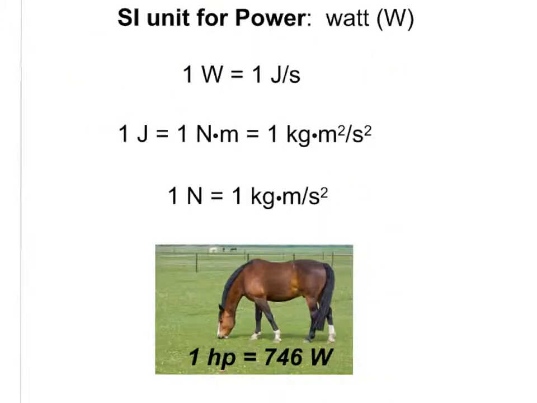Let's look at the units for power and review a little bit about units. We know the SI unit for power is the watt, and it's abbreviated capital W, not to be confused with the variable for work. 1 watt is equal to a joule per second, and that's easy to remember because power is equal to work divided by time, and the work portion is in joules and the time portion is in seconds. So a joule per second is a watt.